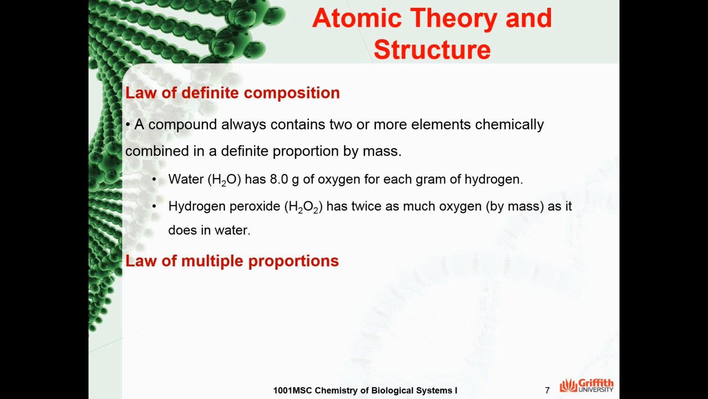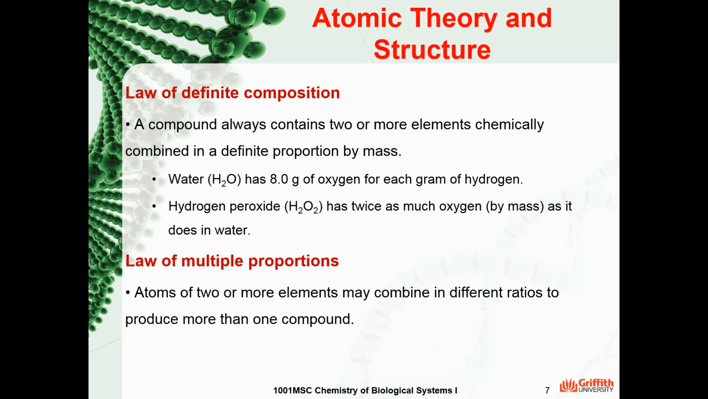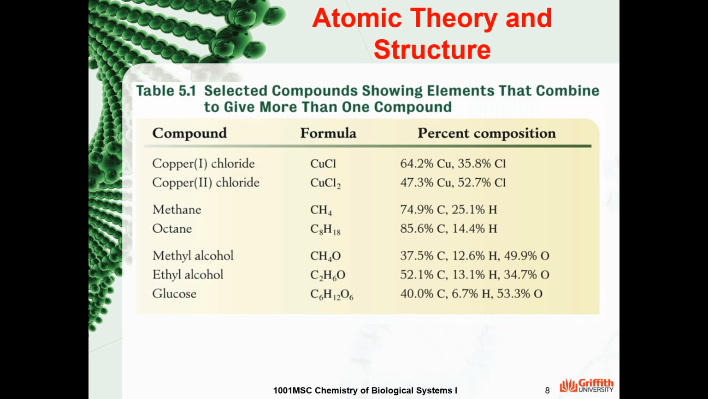The second law is called the law of multiple proportions. It states that atoms of 2 or more elements may combine in different ratios to produce more than one compound. Let's look at some examples in the next slide. This table lists compounds that consist of the same elements but with different ratios. For example, copper chloride and copper 2 chloride have a different composition or ratio, and this is because they are two different compounds and have different physical and chemical properties.